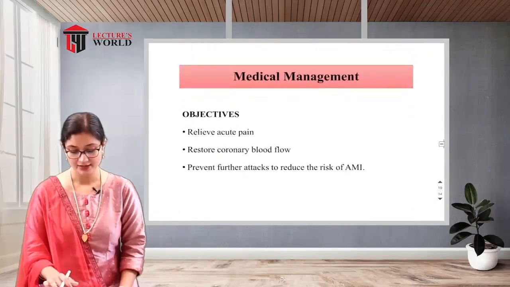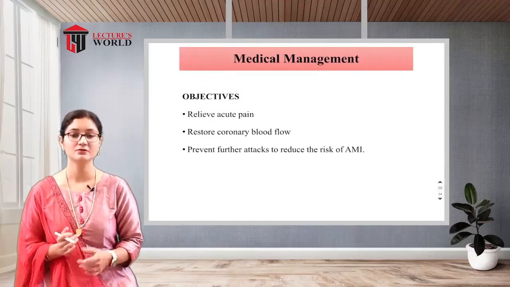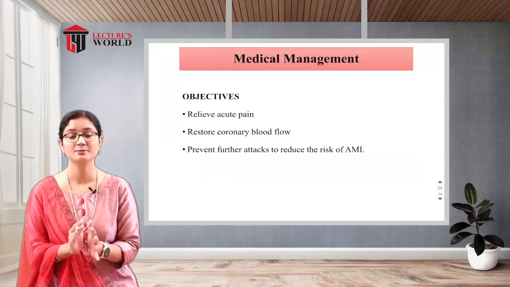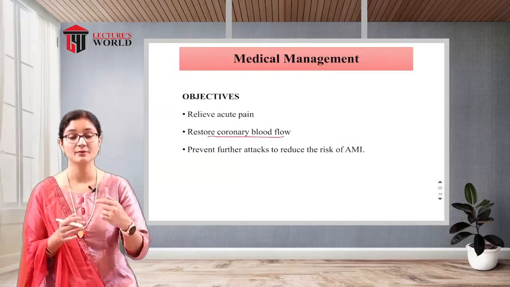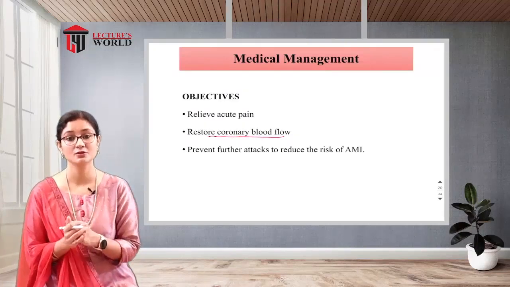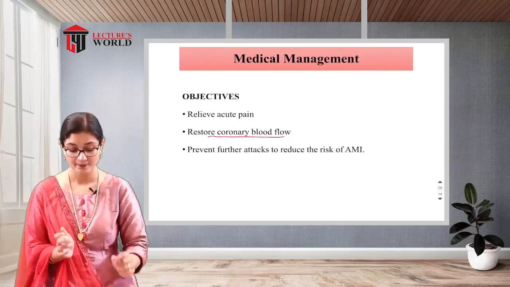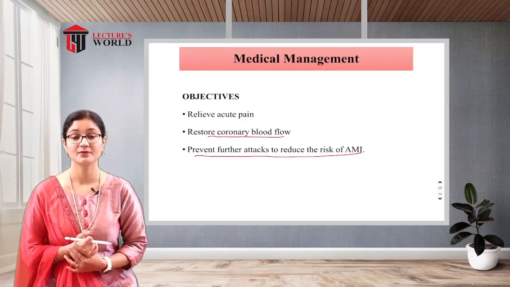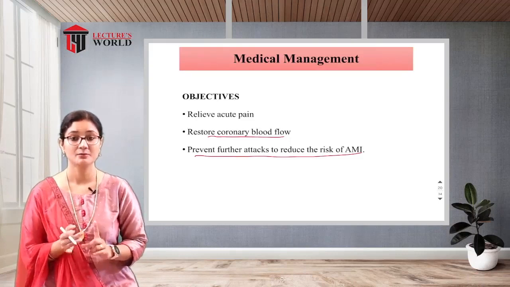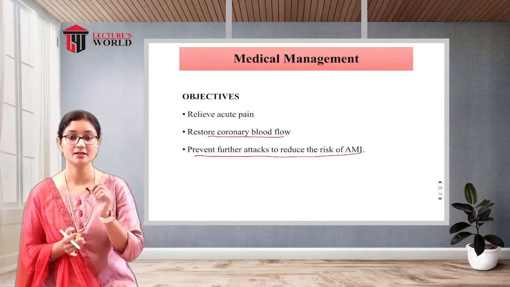Next is the medical management. What is the main objective of the medical management? The first thing is to relieve the pain which the person is suffering. Next is to restore the coronary blood flow, because the blood flow is not restoring because of the clot. And to prevent further attacks, to reduce the risk of AMI, acute myocardial infarction. AMI is acute myocardial infarction.